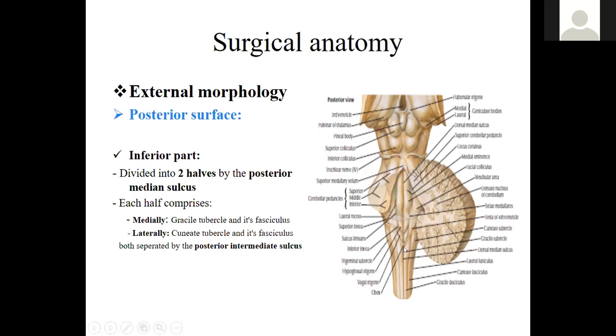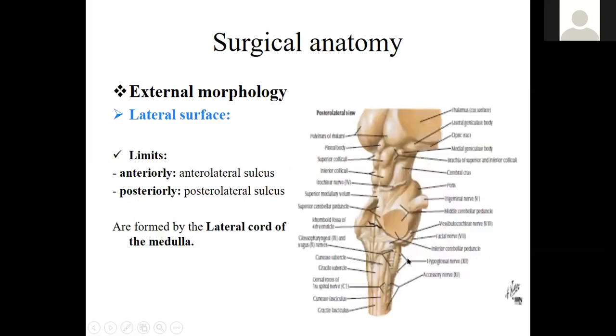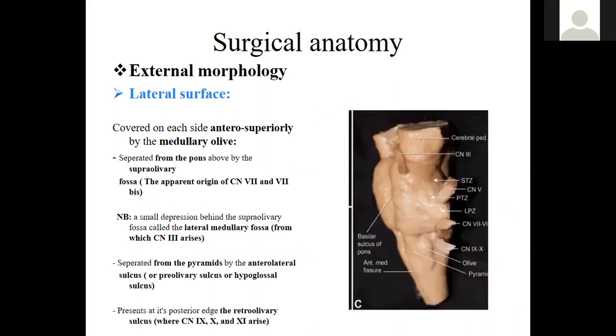So I have the gracile and the cuneate tubercles with the fasciculi on each side, separated by the posterior median sulcus or the dorsal medial sulcus, and these two tubercles are each separated by the posterior intermediate sulcus. Concerning the lateral surface, it is limited anteriorly by the anterolateral sulcus, well represented here, and posteriorly by the posterolateral sulcus, and is formed by the lateral cord of the medulla.